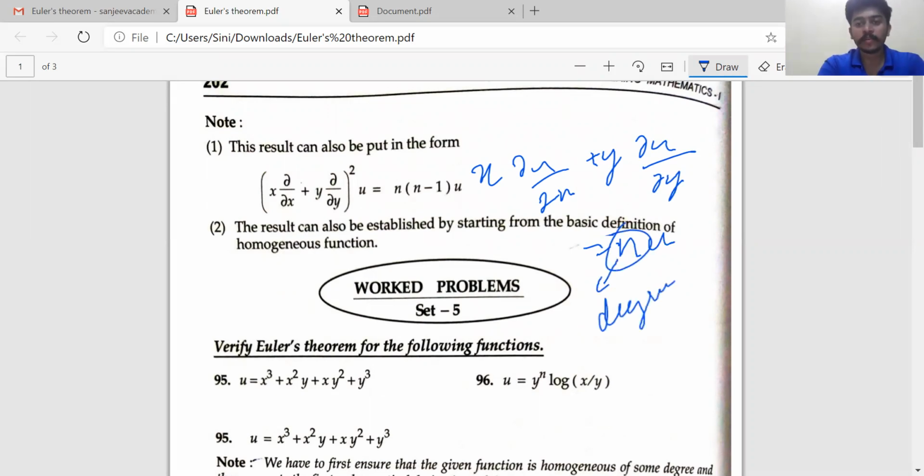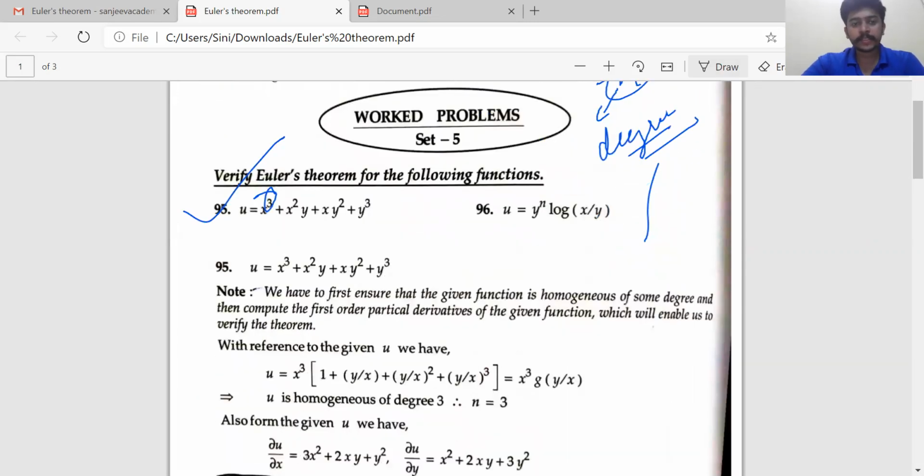For example, here we can see 3. In this question, we can see 3. So n is 3. n is the highest degree. It is a very, very easy method to do the partial differentiation respectively.